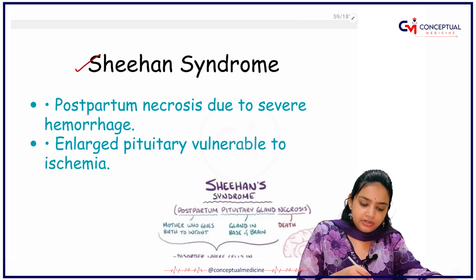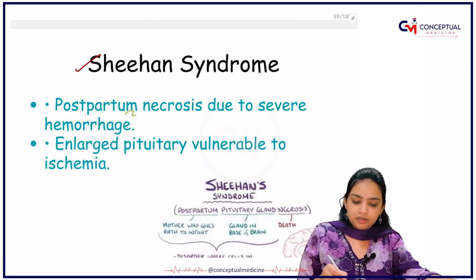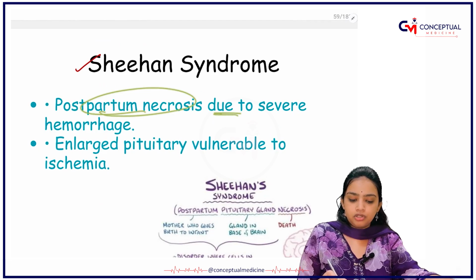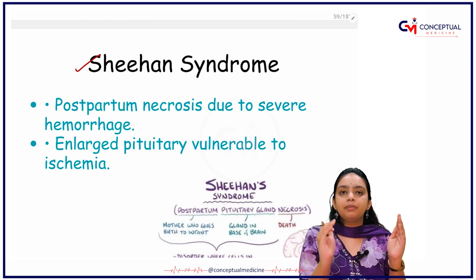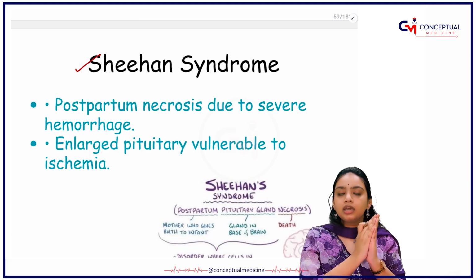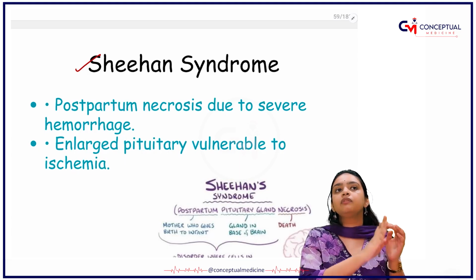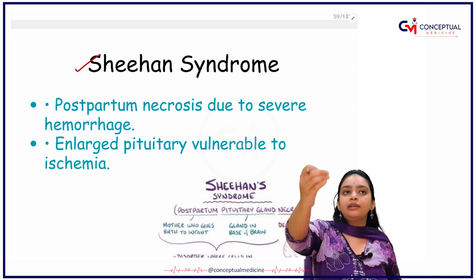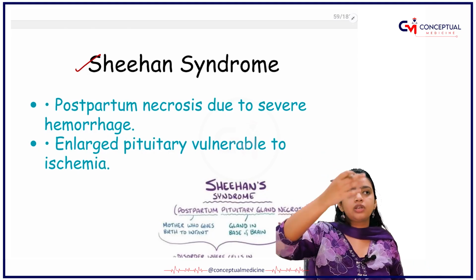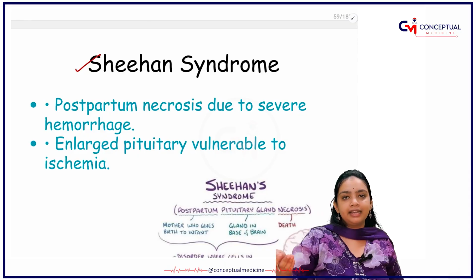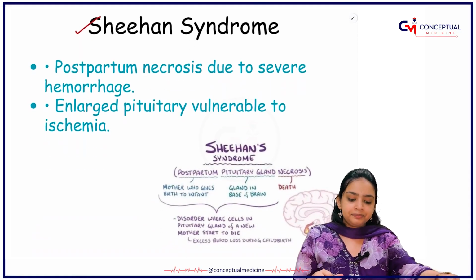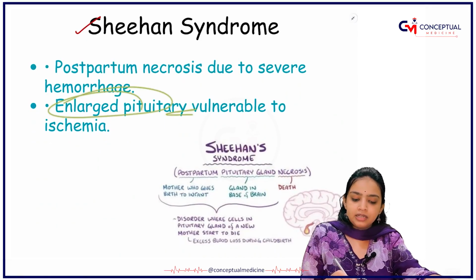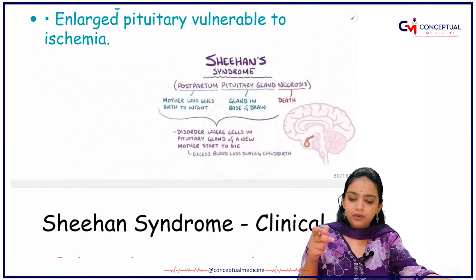Let's see about the Sheehan syndrome. So Sheehan syndrome, what happens is there is postpartum necrosis due to severe hemorrhage. Whenever they give you a case to diagnose Sheehan syndrome, they will obviously tell you there is a woman who has just delivered a child, and the child is just 6 days old or something like that. There will be a history of postpartum. What happens over here is there is an enlarged pituitary which is vulnerable to ischemia.